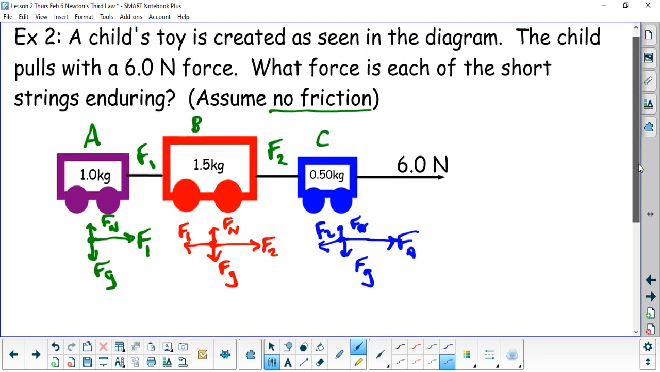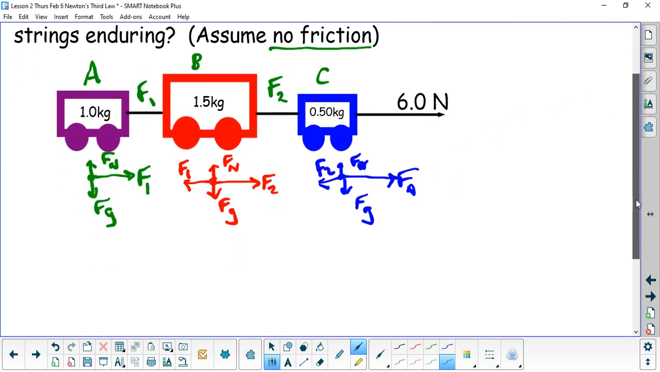So the first thing I need to do is kind of find something they have in common, right? Because I don't know F1 and I don't know F2, so I can't really solve any of these right now. However, I do know one very important thing. They're attached to each other. And since they're attached to each other, they will have the same acceleration.